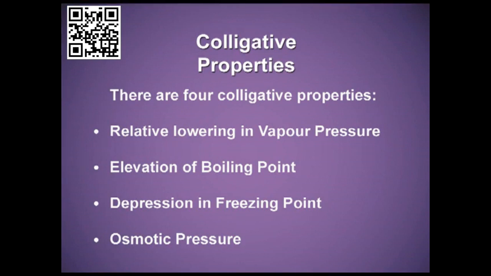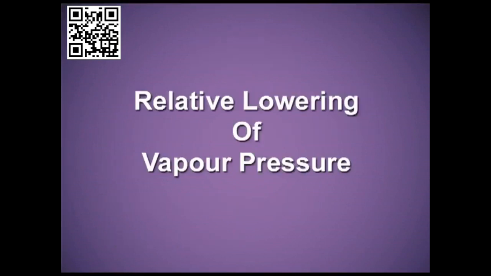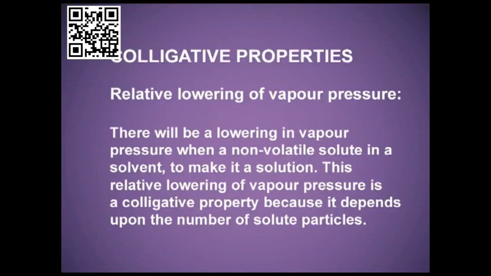The first colligative property is relative lowering of vapor pressure. Just now in the beginning I explained that there will be a lowering in the vapor pressure when I mix a non-volatile solute in a solvent to make a solution. This relative lowering of vapor pressure is a colligative property because it depends upon the number of solute particles. The more the solute particles, the more their concentration, the more the molality, the more will be the lowering in the vapor pressure.